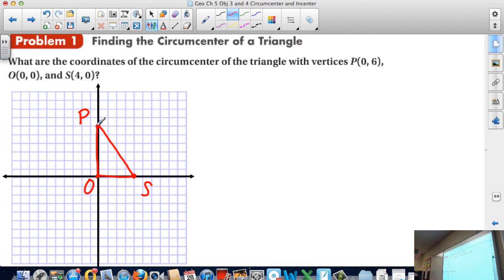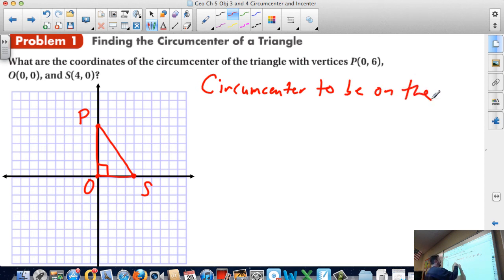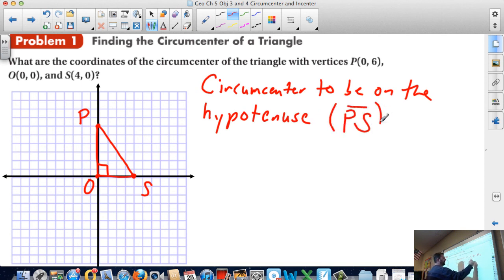Well, if I look at triangle POS, notice that side OS is horizontal, right? It lies right on the x-axis. And side PO is vertical. It's right on the y-axis. So what does that tell us about this triangle? Well, it tells us that we have a right triangle. Okay? So since we have a right triangle, we can expect the circumcenter to be on the hypotenuse. Okay, so we're looking at that to probably be on side PS, right? That's our hypotenuse. That's where we should expect to find this circumcenter.